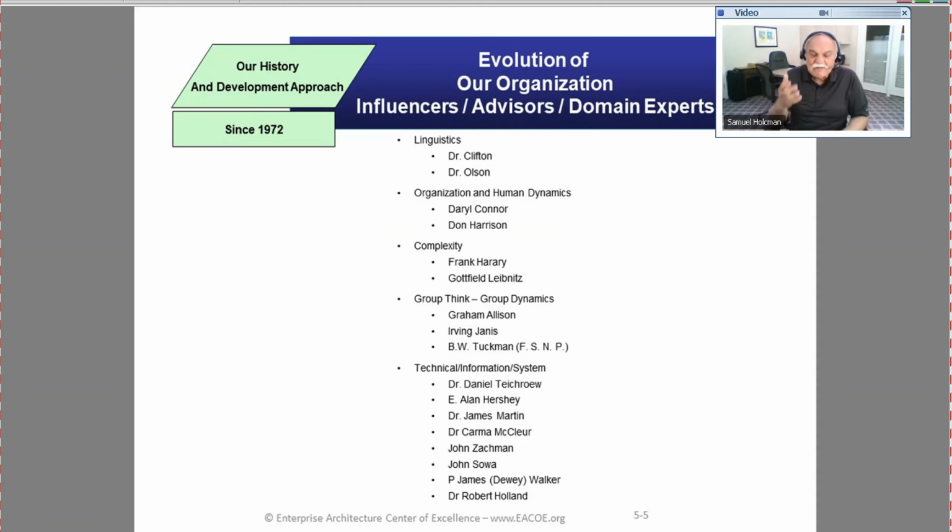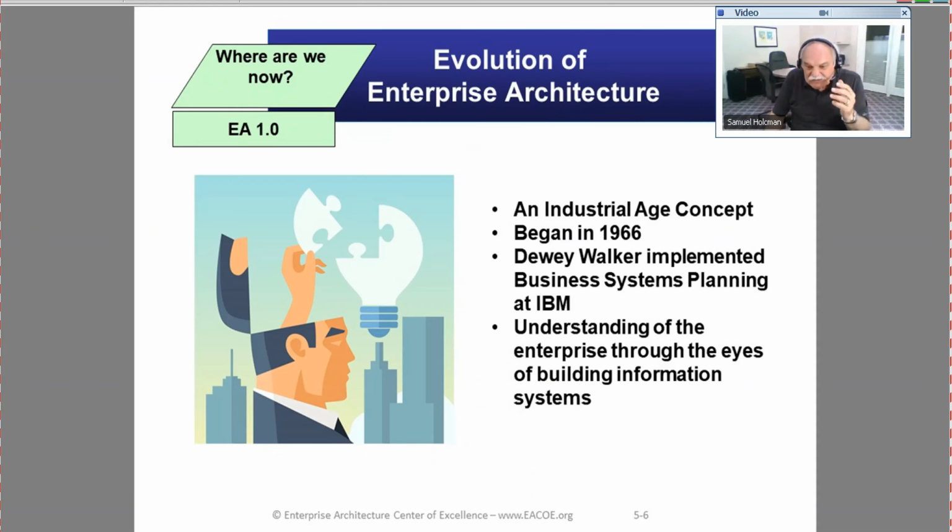Of course, John Zachman, seminal work in the concepts of frames of reference. His co-author in some of the papers, John Sowa, and their bosses, so to speak, P. Dewey Walker, that began all of this with essentially a publication called Business Systems Planning. And yes, we still have one of these. I have to be very careful because it came from the Smithsonian, and they may be upset if I destroy it. I'm just joking about that. And finally, Dr. Robert Holland. These are influencers that we worked with. And just quickly here, we're at what we call essentially EA 3.0. And EA 1.0 began in 1966.